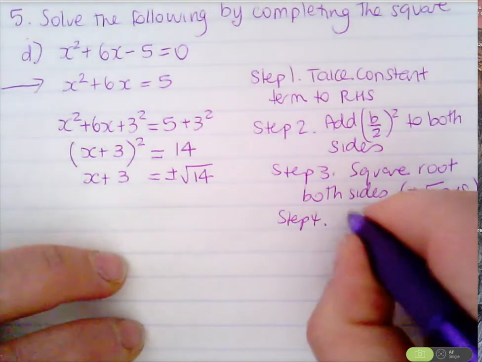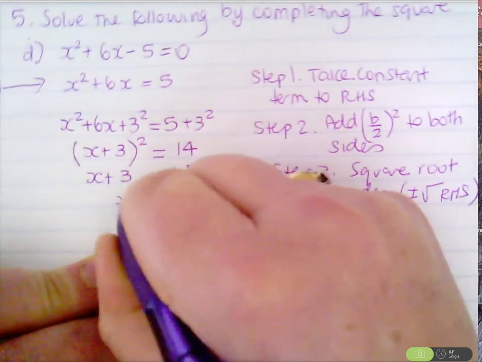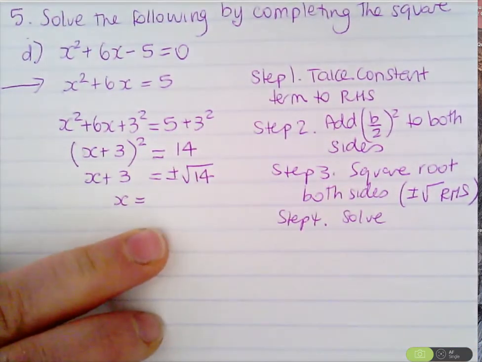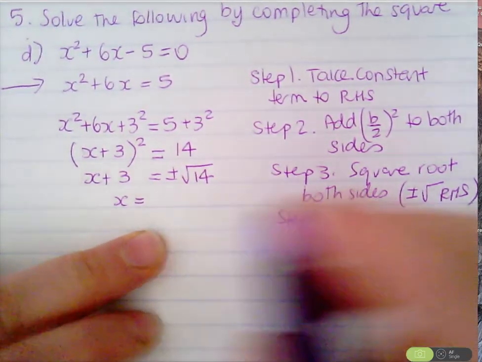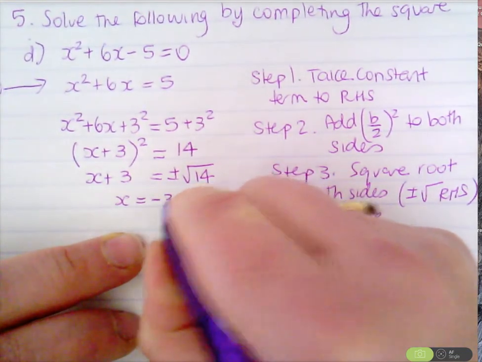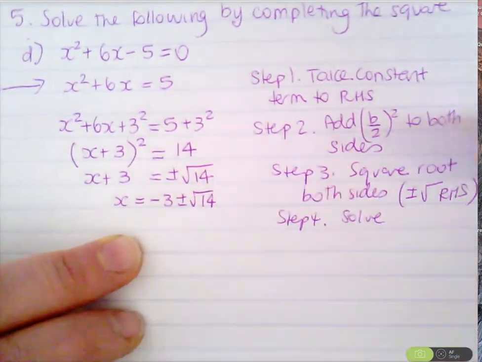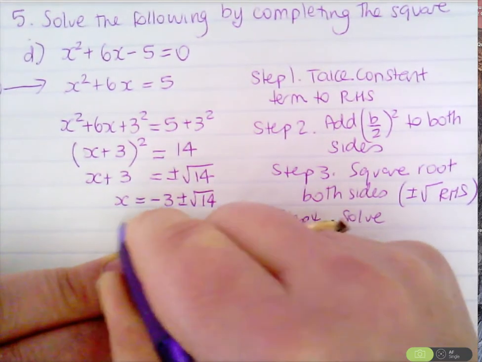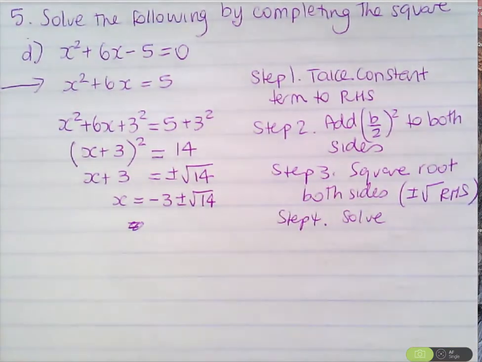Oh, just solve. So what do we do now? X is, what do we got? No, I need to take the plus 3 away. You're trying to find out what x is. Minus 3 plus or minus the square root of 14, which is, girls, that's actually the answer. You don't have to write it.